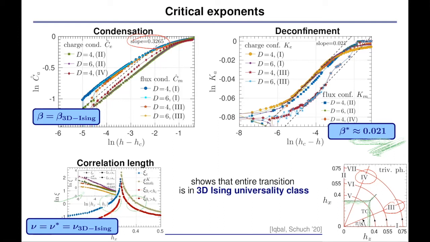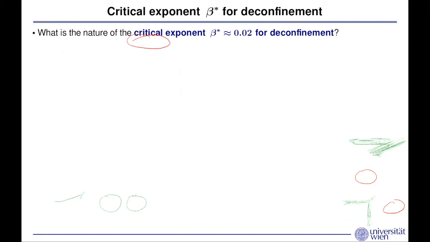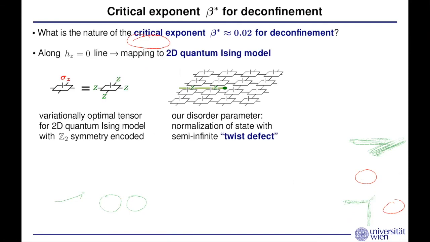And okay, I guess that's now the last slide coming. Let me try to explain a bit what's behind this object. So what's the nature of this critical exponent, which is something like 0.02 plus minus, I don't know, 0.005 or so? That will be the error bar. And we can ask what happens along the line where we put one of the 2 fields equal to 0. Because there we know we can map it to the 2D quantum Ising model. And what this shows is that this order parameter maps to an Ising model where we have optimized our tensor variationally, imposing a Z2 symmetry, right?